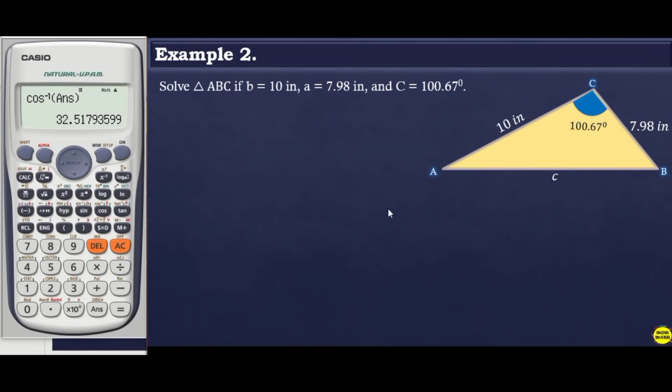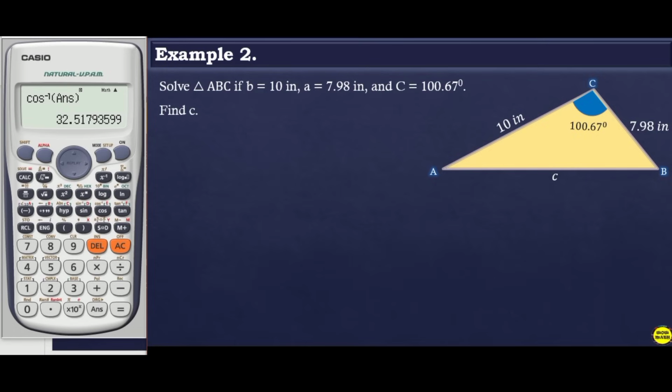Next. So, in example number 2, you have triangle ABC where B is equal to 10 inches, your A is 7.98 inches, and your C is equal to 100.67 degrees. That is your angle C. Now, in this case, you still have the SAS, two sides and an included angle. So, ang ganun pa rin po, ang gagamitin natin is yung step ng SAS case.